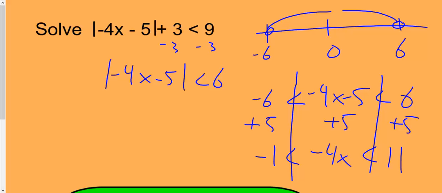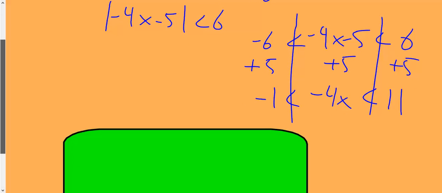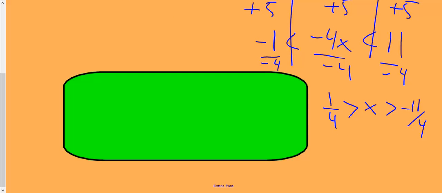Okay, and as you can see here, we're going to have some fractions. That's okay. I'm going to divide by negative 4, divide by negative 4, and divide by negative 4. I have to switch my signs. Okay, so, oops, I should actually switch them. Okay, let's see here. 1/4 is now larger than x, which is larger than negative 11/4. And since I like my values to go from least to greatest, I would switch this around so it looks like that. And that's your answer.